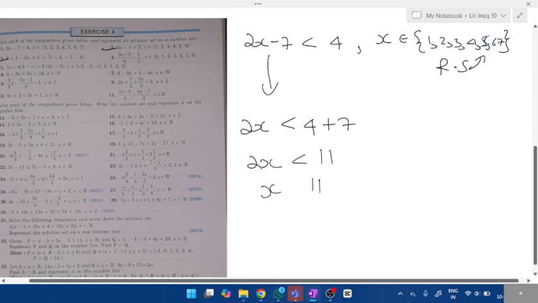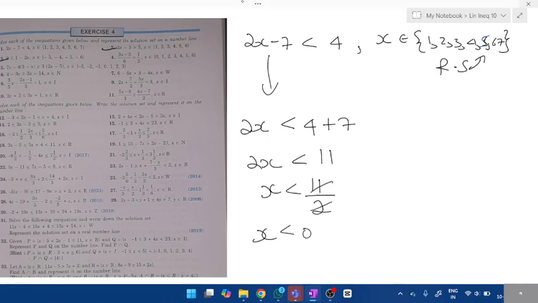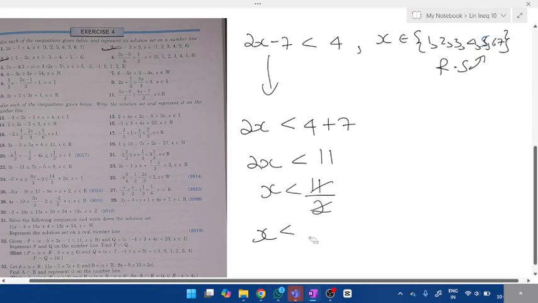Now x, what happens to 2? It is divided, and the inequality does not change because there is no minus. Before 2, there is no minus. 2 is a positive value, so the sign remains the same. What is 11 divided by 2? The answer is 5.5.